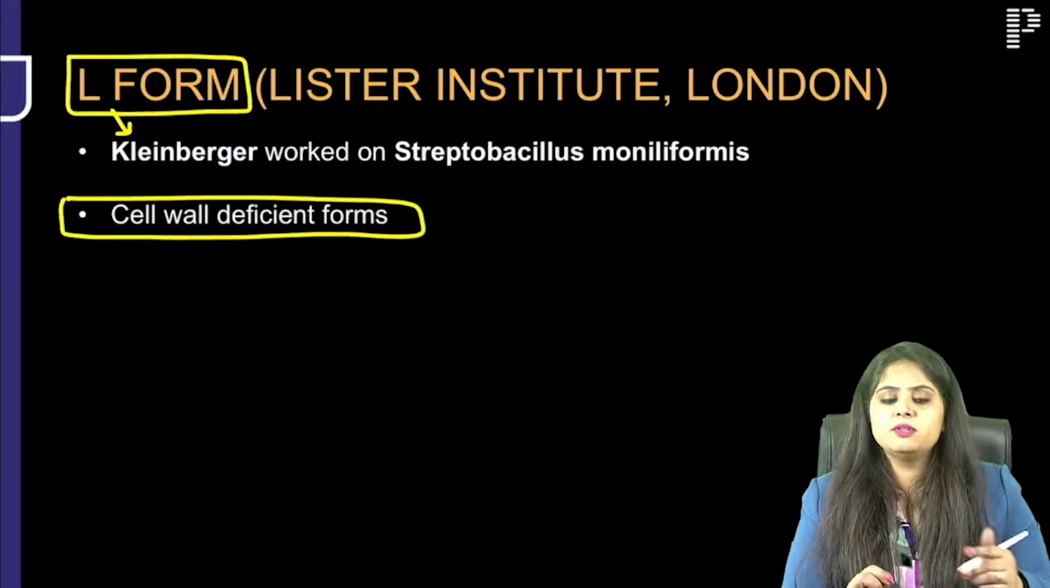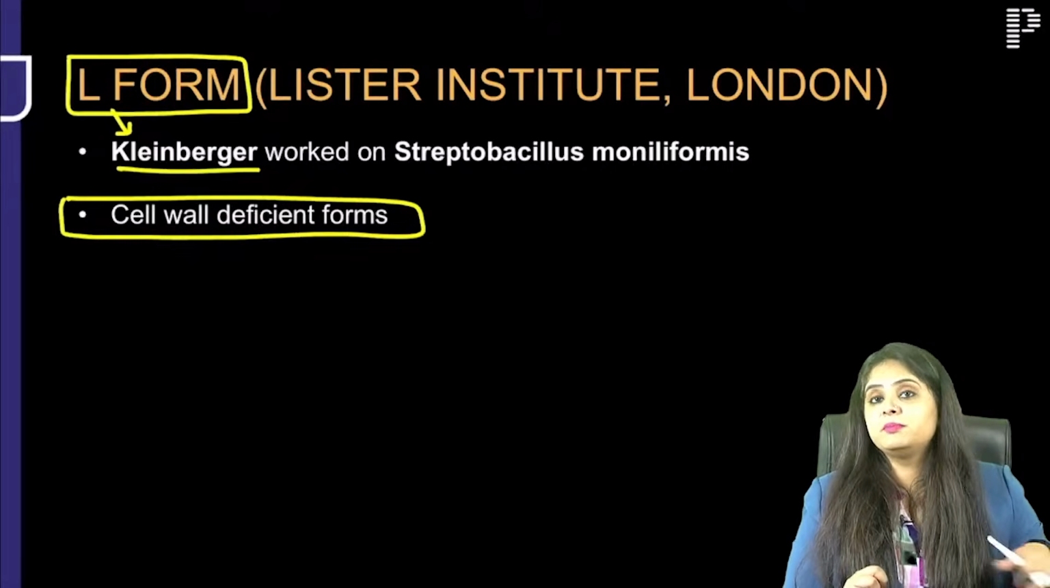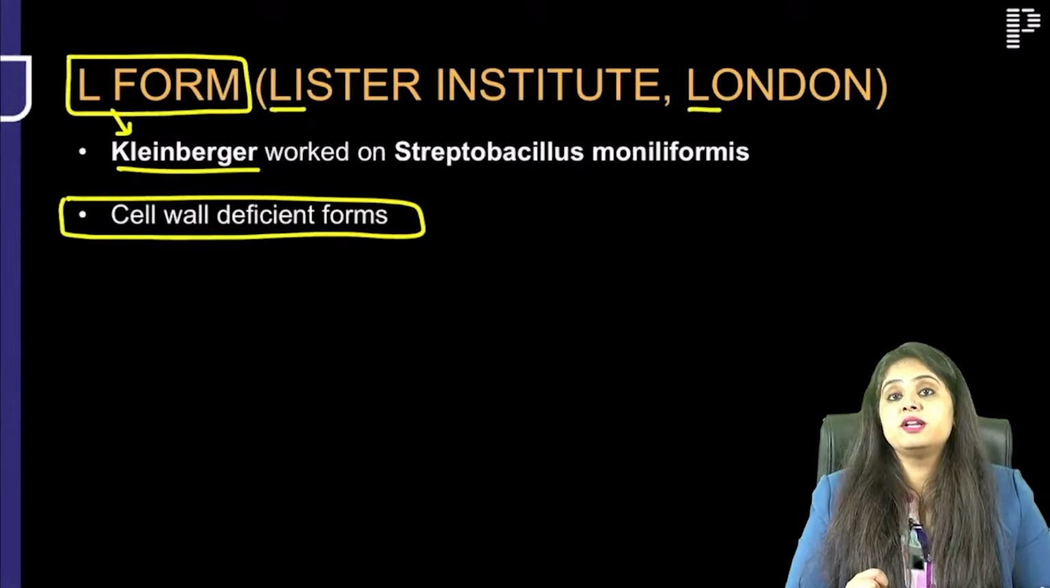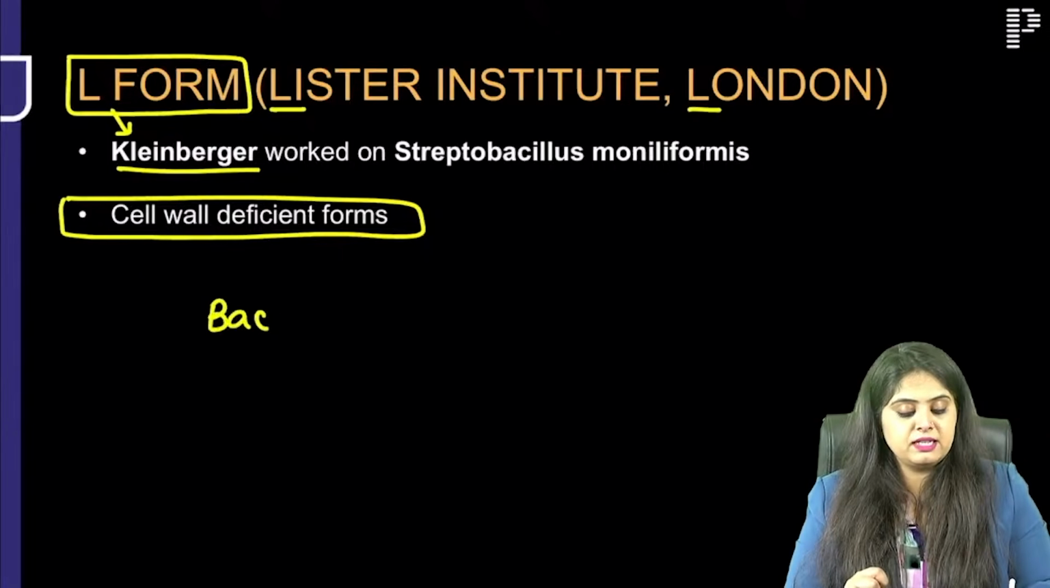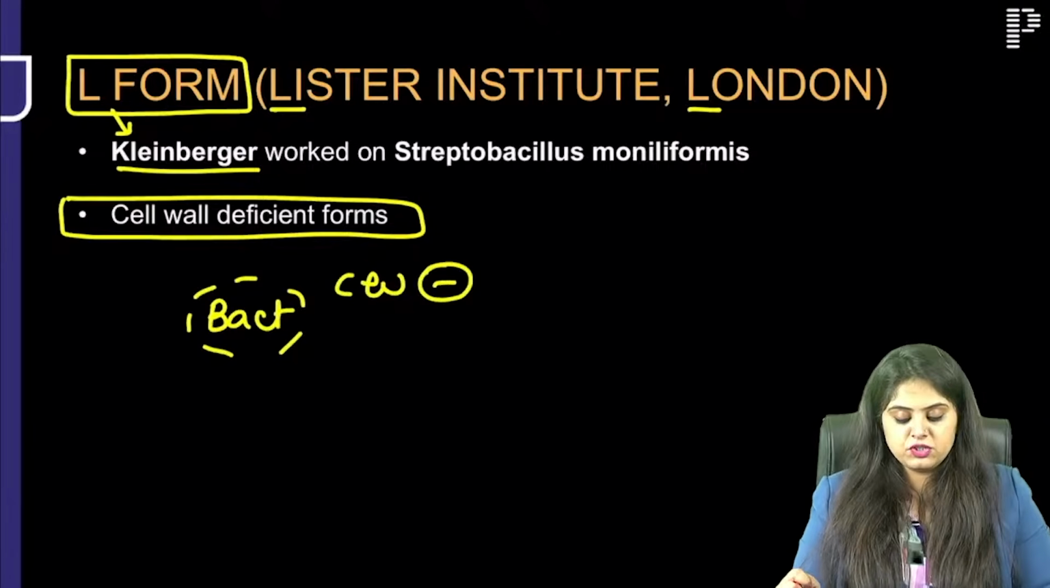So why did Klein-Berger, he should have called it Klein-Berger form. Why did he call it L form? What is the purpose of calling it L? Because it was diagnosed at the Lister Institute in London. So this is going to be a bacteria, but that bacteria does not have a cell wall. It is a cell wall deficient form.